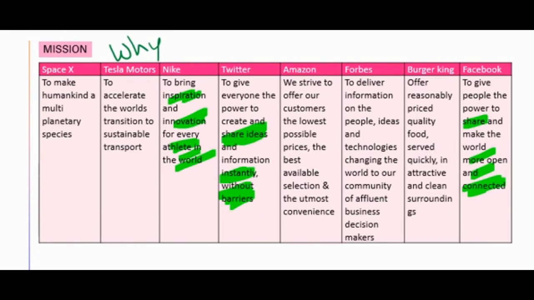So now let's take another example, Amazon. What it says: we strive to offer customers the lowest possible prices. They have a lot of competition, right? Flipkart and other online stores, but they always try to give the lowest possible prices, the best available selection, and utmost convenience. So what customers want is the lowest possible rate, so that is why they are doing this.